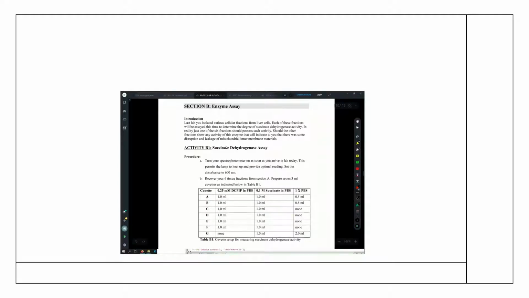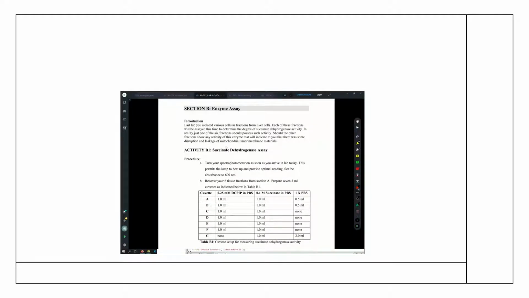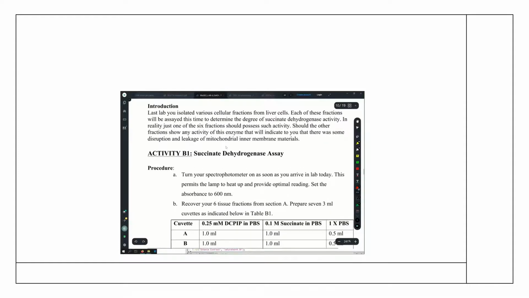Week 2, introduction. Enzyme assay. Last lab, you isolated various cellular fractions from liver cells. Each of these fractions will be assayed, this time to determine the degree of succinate dehydrogenase activity. In reality, just one of the 6 fractions should possess such activity. Should the other fractions show any activity of this enzyme, that will indicate to you that there was some disruption and leakage of mitochondrial intermembrane materials.